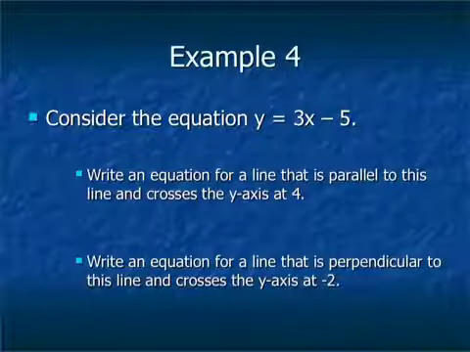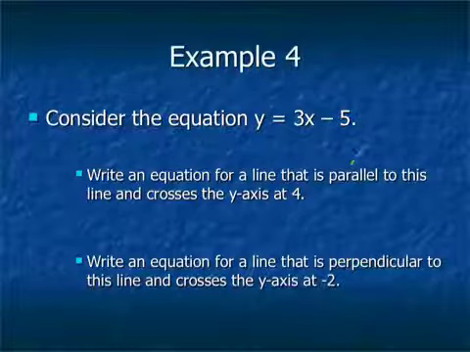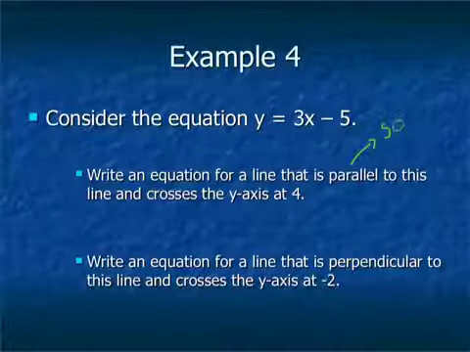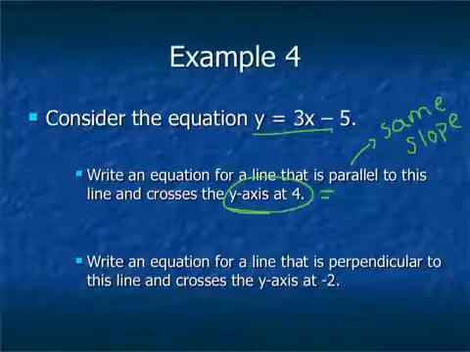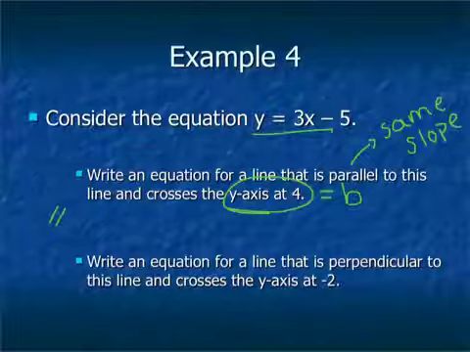So let's try this example. Consider the equation y equals 3x minus 5. Write an equation for a line that is parallel. And I'm going to stop right there. Parallel, the only reason it's telling me that is so that I know that I need to have the same slope. So when I write my equation, it needs to have the same slope as this one. And then it crosses the y-axis at 4. That's really your b value. That's your y-intercept.